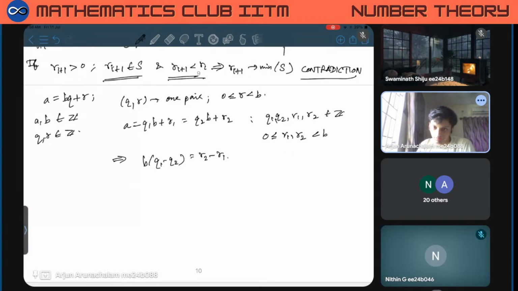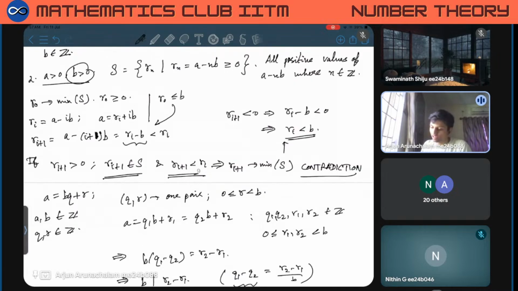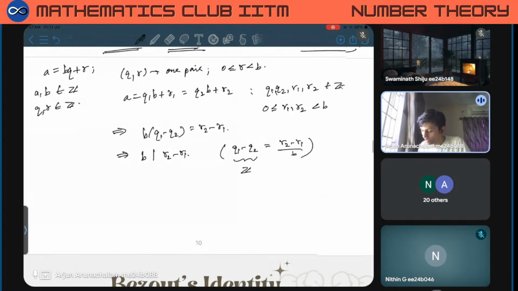So this implies that b divides r2 minus r1. Why? Because q1 minus q2 is equal to (r2 minus r1) by b, and this is an integer. So r2 minus r1 is divisible by b, and we have also assumed that b is greater than 0. So we don't have any problems when we are dividing, right?